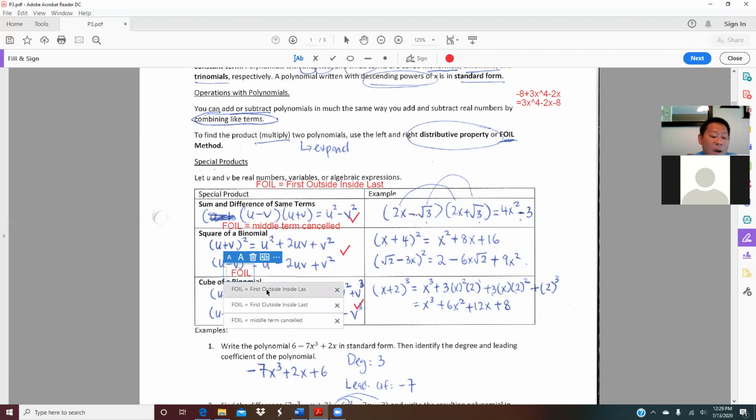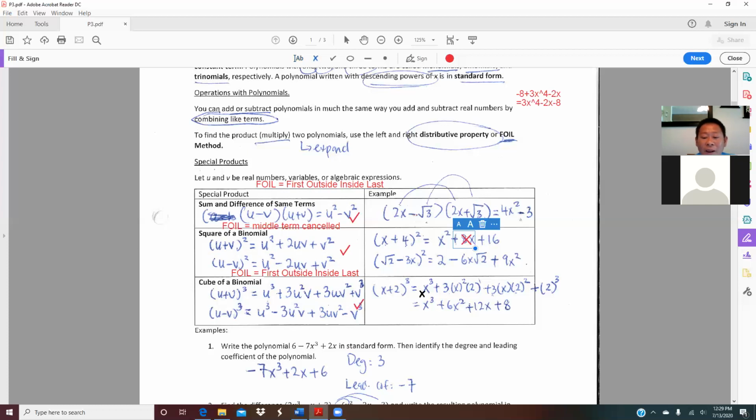The reason why I want you guys to FOIL this fellow is because a lot of students make mistakes here. For example, (x plus 4) squared. A lot of students will forget the 8x. I have a lot of students who, when they do this in my test, will say, oh, x squared is x squared, 4 squared is 16, so my answer is x squared plus 16. Oh, that will be wrong.